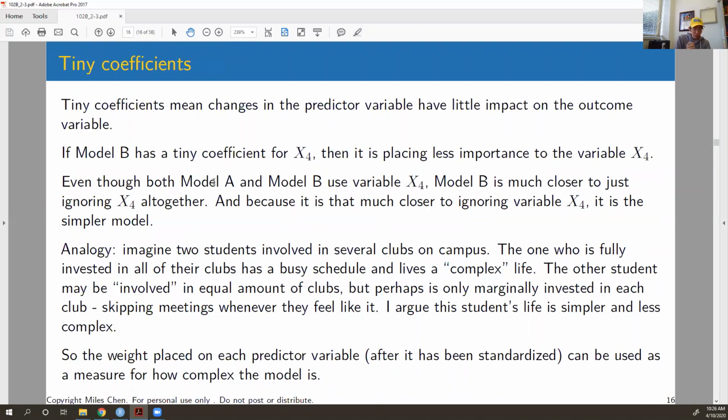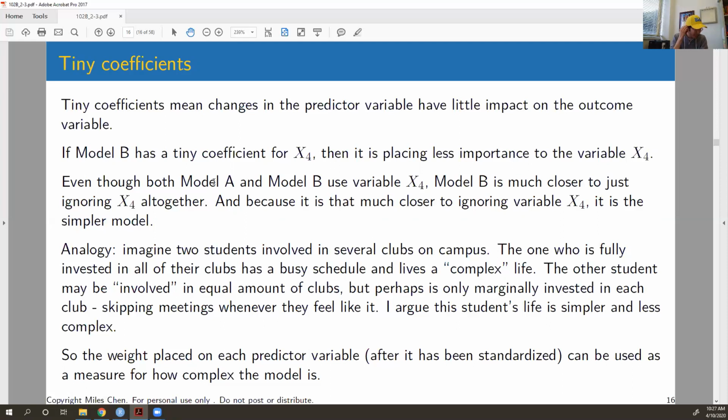All right, so when that W4 is tiny, 0.01, the tiny coefficient means that changes in that predictor variable, changes in X4, have little impact on our prediction for the outcome variable. So if model B has a tiny coefficient for X4, then it's putting a lot less importance on the variable X4. Even though both model A and model B use that variable X4, model B is a lot closer to just ignoring X4 altogether. And because it's close to ignoring X4 altogether, it's the simpler model. It doesn't completely ignore it. It hasn't pushed the coefficient down to 0, but it's pretty close to ignoring it. And so I argue that that means it's simpler.